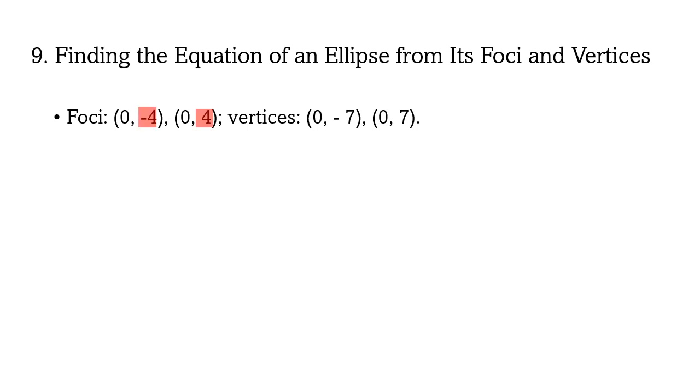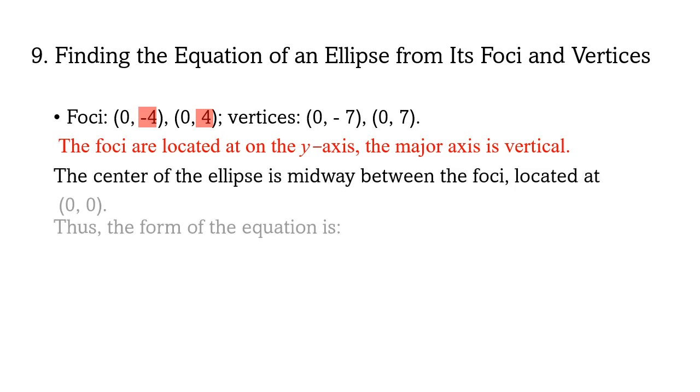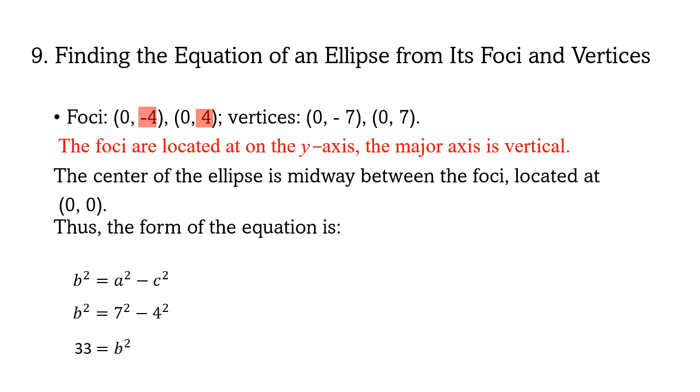Now the foci are on the y-axis, so the major axis is vertical. Keep in mind we have the vertices and we have the center. This is the center, the origin. We know the vertices are plus or minus 7. Now we need to calculate b squared. So b squared equals 33. Therefore the equation is x squared over 33 plus y squared over 49 equals 1.